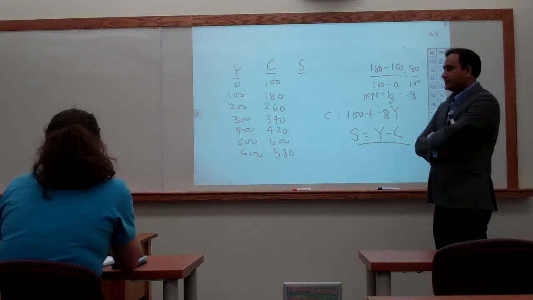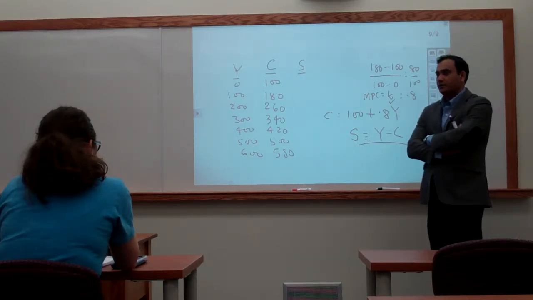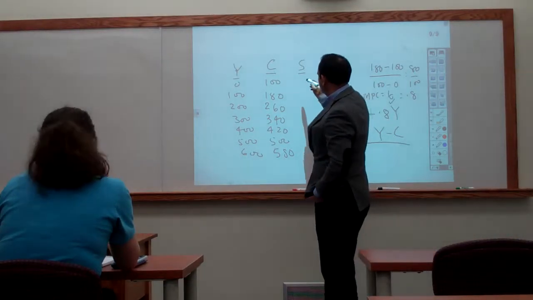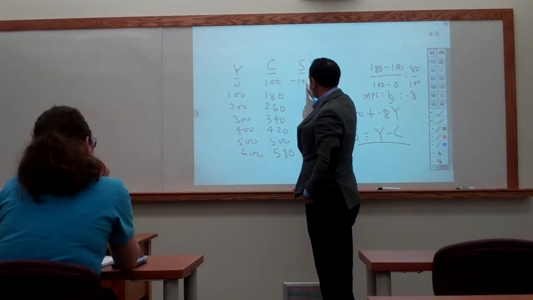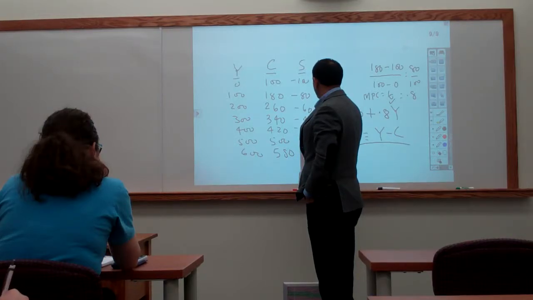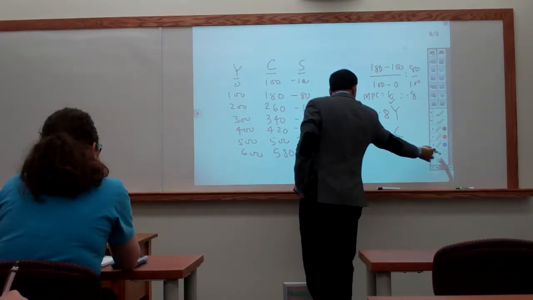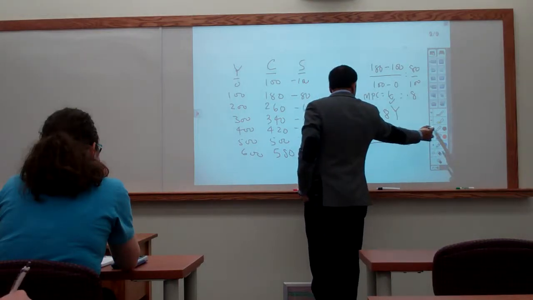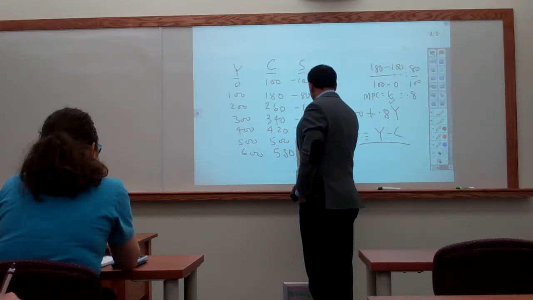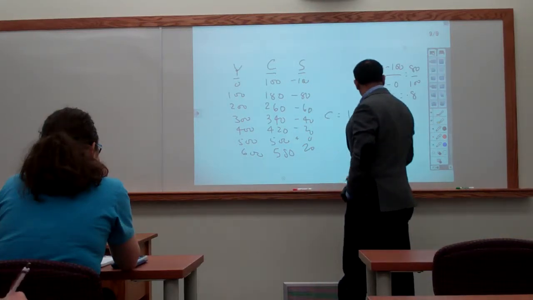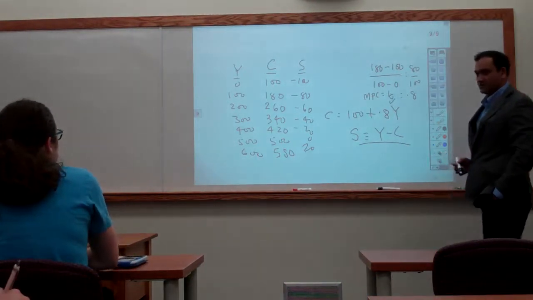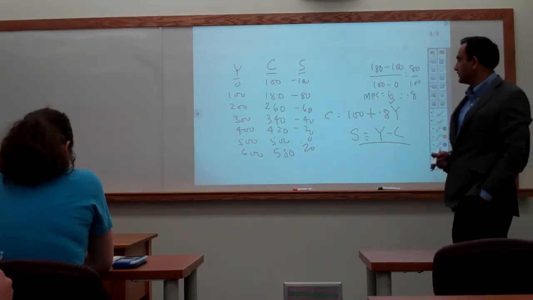You have that? So what did you do for the S column? So you have all the numbers? Okay, what are the numbers? I have negative 100, negative 80, negative 60, negative 40, negative 20, 0. So you got that. So that's your savings number corresponding to income figures.